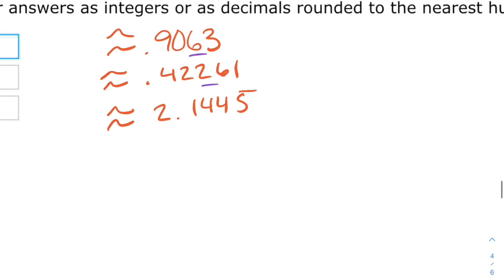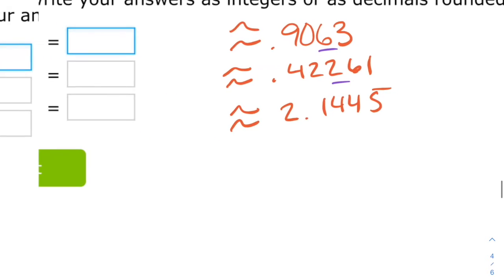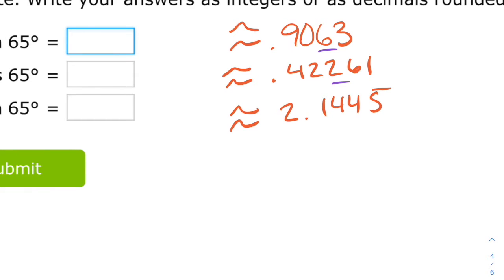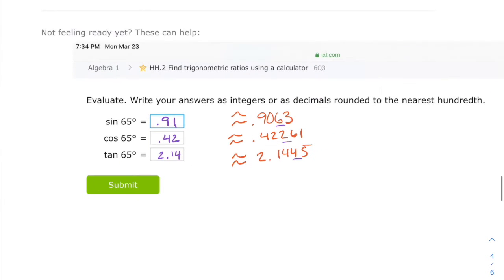Okay. So I'm in a good spot here. Tenth, hundredth. So this one's going to be 0.91. So it'll be 0.42 and then 2.14. So only one of them rounded up, the others rounded off. So 0.91, 0.42, and 2.14. Okay, so those are our answers for that one.